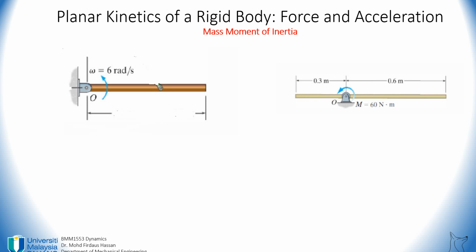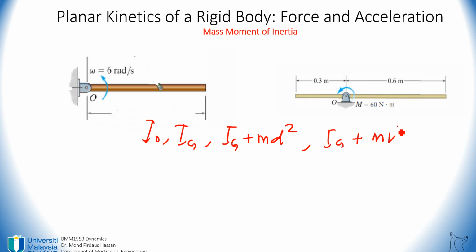In this video, basically, I want to discuss the mass moment of inertia, the subtopic that I have recorded in the first early video, because some of you have asked me, sometimes, sir, why sometimes we have to use, for example, IO, IG. Sometimes we found that, for example, IG plus md square, and then sometimes IG plus mr square, and so on and so forth. Sometimes we got confused how we are going to choose this kind of mass moment of inertia.